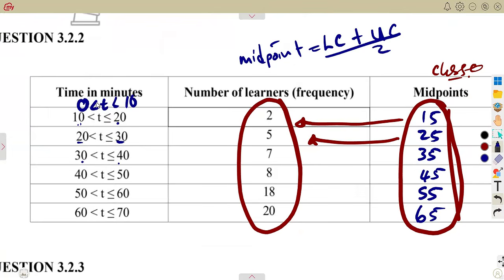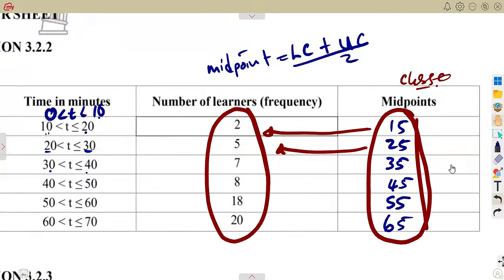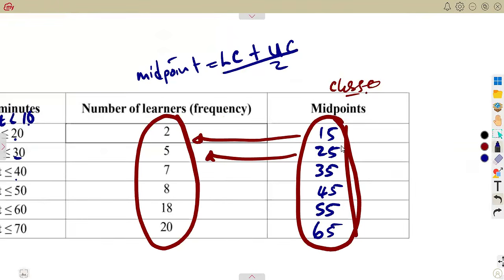Meaning to say it was going to have a class center of 5. You just add 0 plus 10 divided by 2. That is the condition. Or you simply work with these midpoints. What is the difference between the midpoints? There's a difference of 10, a difference of 10.